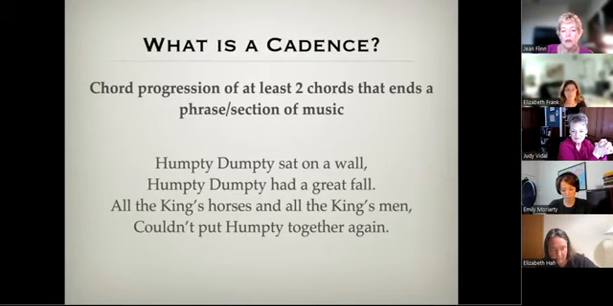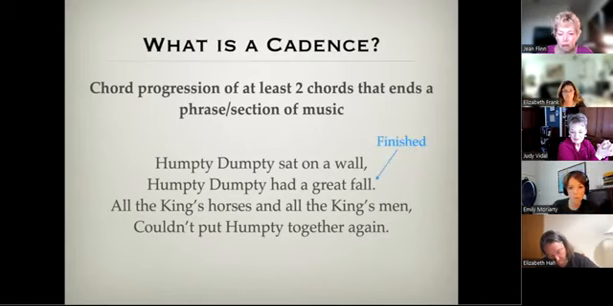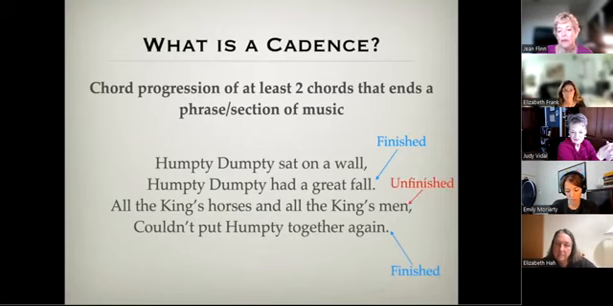This is divided into phrases. Humpty Dumpty sat on a wall. Humpty Dumpty had a great fall. That phrase sounds finished. All the king's horses and all the king's men couldn't put Humpty together again. That phrase also sounds finished. But there's a phrase in the middle, all the king's horses and all the king's men, that is unfinished. It sounds like it's got to keep going. It doesn't make sense until you put something after it. Couldn't put Humpty together again.